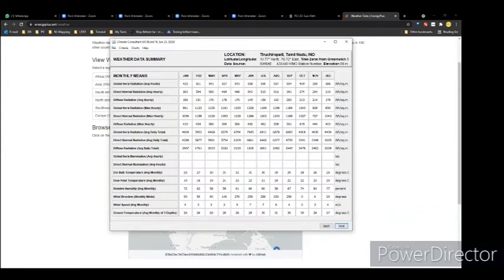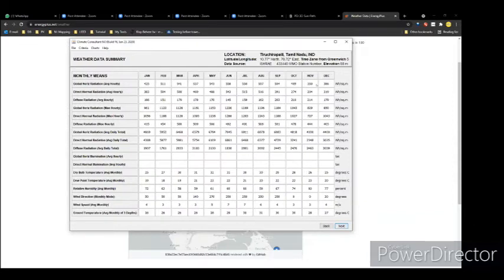So I have loaded the weather data of Trichy. As I said before, for every hour throughout a year, all different kinds of data like solar radiation, diffuse and direct radiations, dry bulb temperature, wet bulb temperature, relative humidity, everything is recorded. But it's really important to understand each and every definition of what it actually means.